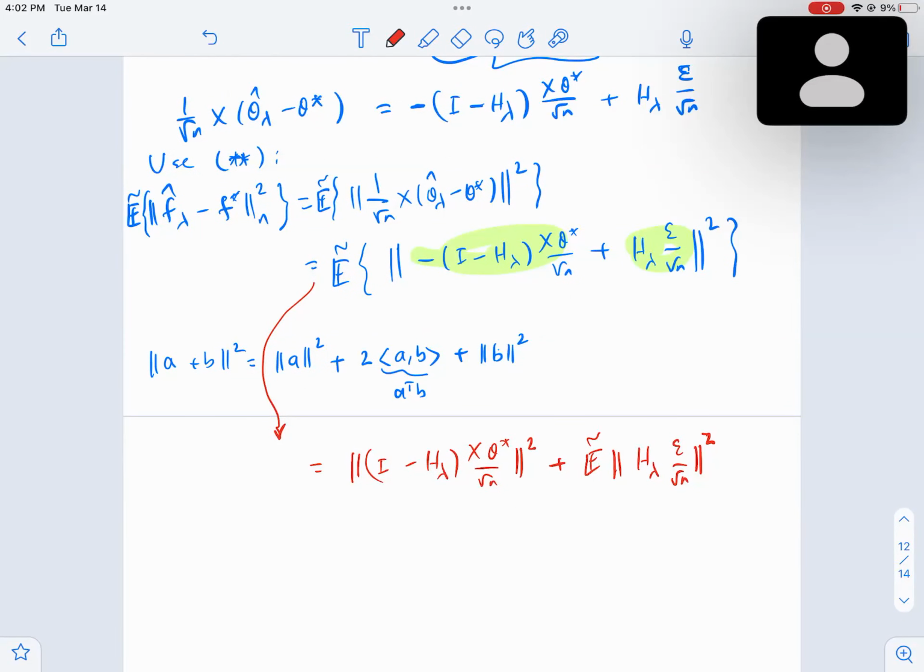You have to argue this for yourself. The first term is not random. The second term is random because of epsilon. And once the dust settles, you would see that this is going to be the result. And this is what you're going to show. Questions?